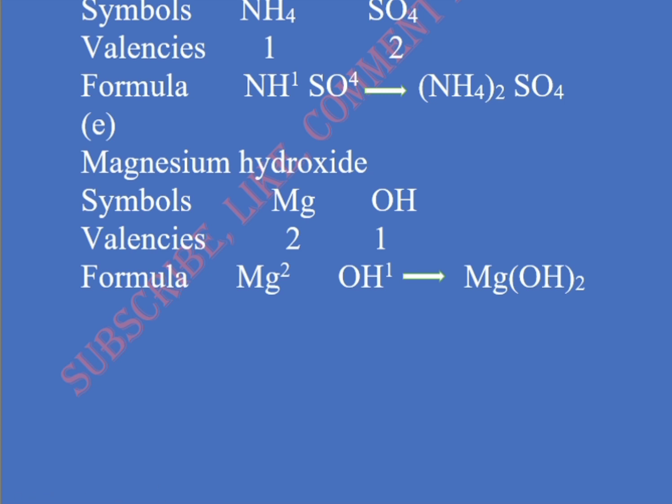So what we have to note is that we write brackets for examples D and E because the radical consists of different elements. For example, the hydroxide contains oxygen atom and hydrogen atom. You have the ammonium radical that consists of nitrogen and hydrogen atoms.